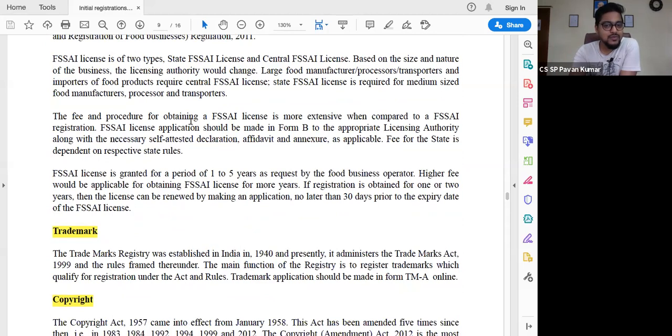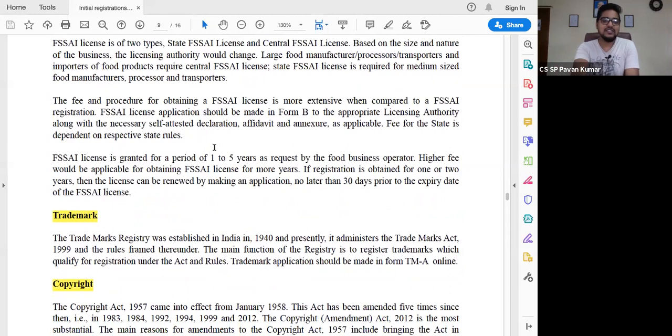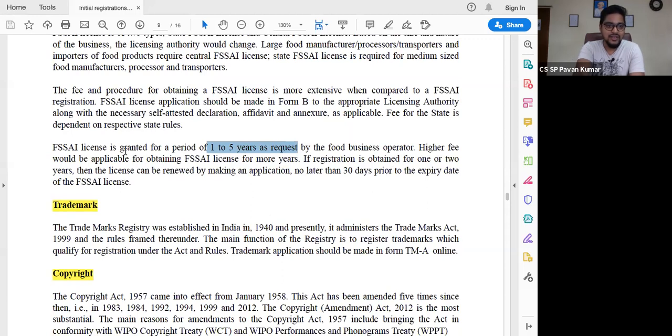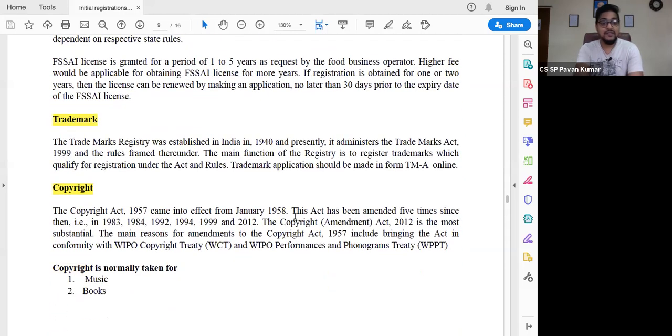The fee and the procedure to obtain the FSSAI license is more extensive when compared to an FSSAI registration. The application should be made in Form B to the appropriate licensing authority, along with the necessary attestation declarations and all these things. Basically this is valid for a period of 1 to 5 years, and a higher fee would be applicable if you want it for more years. And you have to renew it not later than 30 days prior to the expiry date. Okay, this is what it is about FSSAI licenses. So normally food related products, food manufacturers and all these people have to take this particular license.